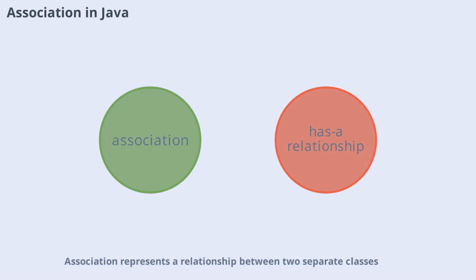Association represents a relationship between two separate classes, established through their objects. It's a has-a relationship, meaning one class uses or interacts with another. For example, a teacher and a department are associated if a teacher belongs to a department. Association is a flexible way to connect classes without tightly coupling their lifecycles.